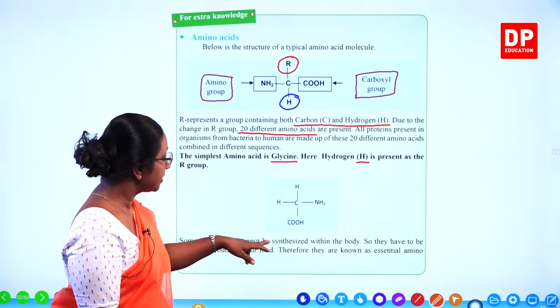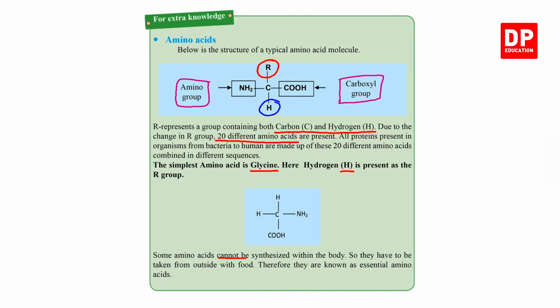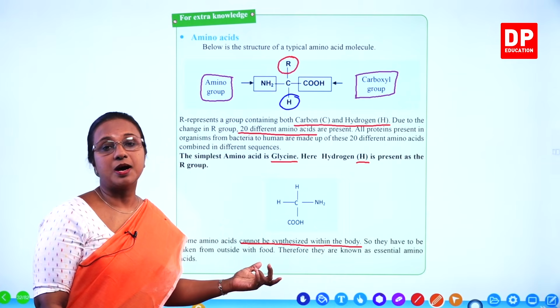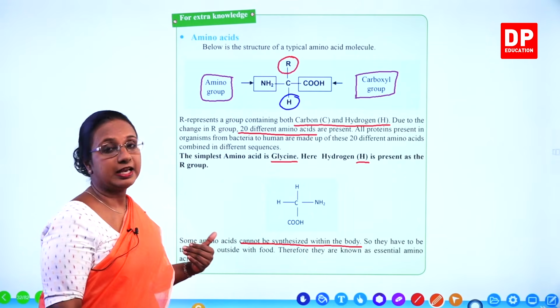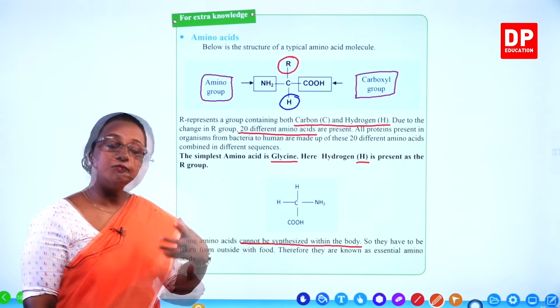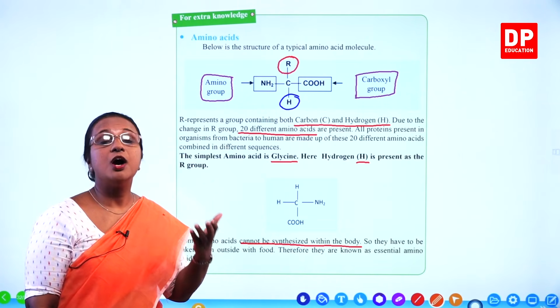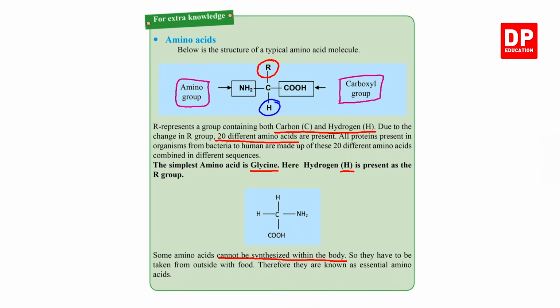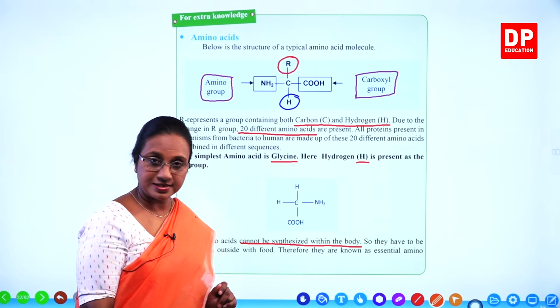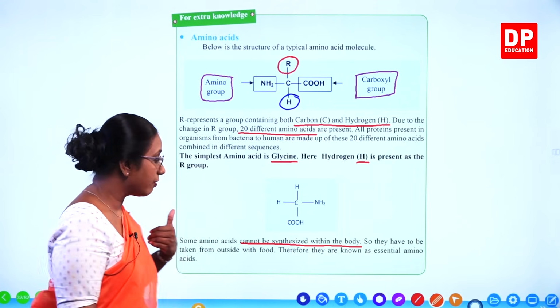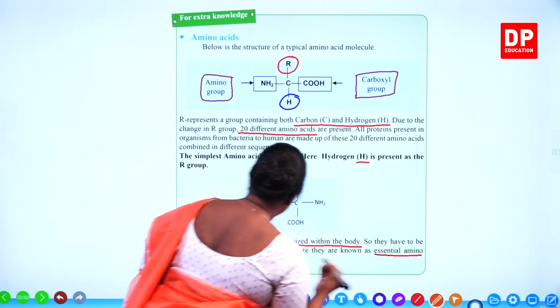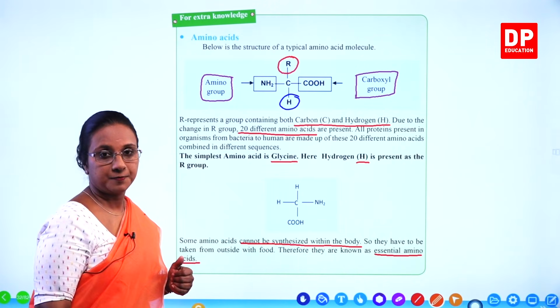Some amino acids cannot be synthesized within the body. So inside the human body, some of the amino acids cannot be synthesized. Therefore, they have to be taken from outside, that is, consumed in the form of food. Any food that is rich in proteins will contain these amino acids. The amino acids that have to be consumed in the form of food are known as essential amino acids.